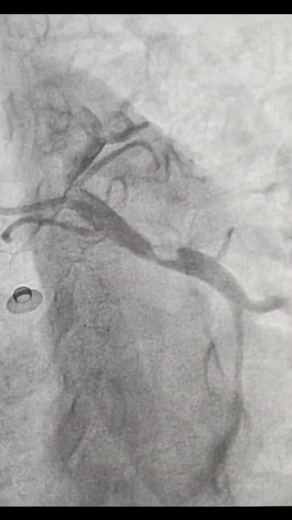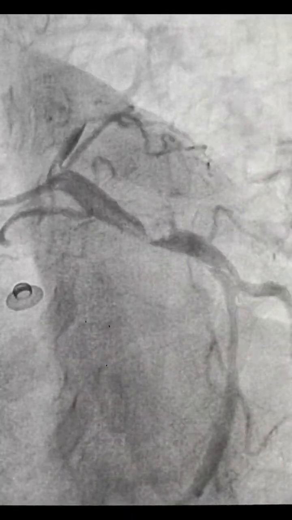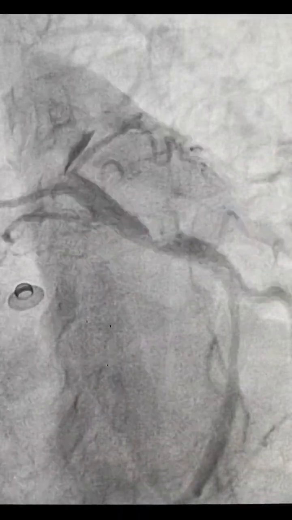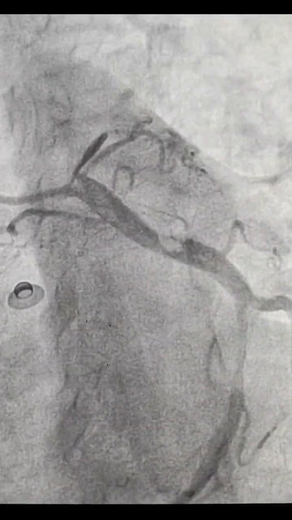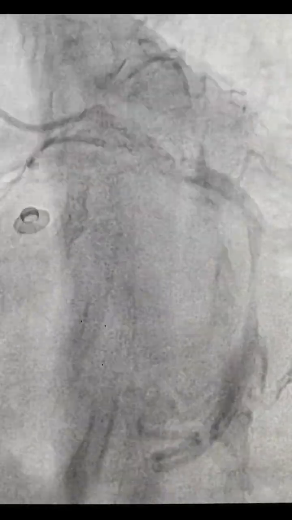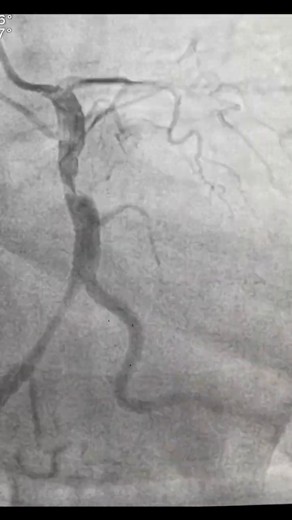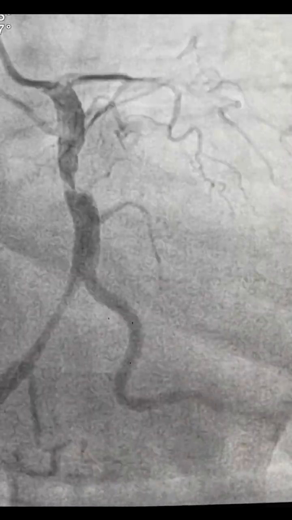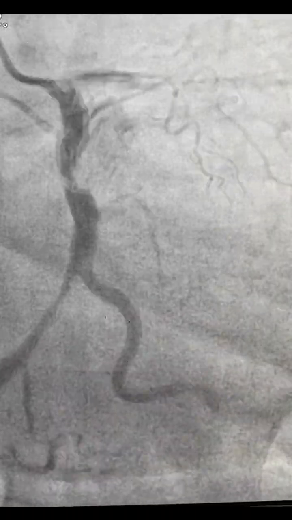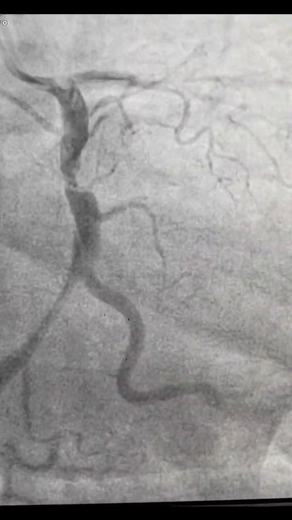You can see how large and ectatic the LCX and LAD were, and you can see the large thrombus burden in the proximal LCX and the significant stenosis in the distal LCX. The LCX was dominant and ectatic. This is a caudal view, and you can appreciate the same thing, the large burden of thrombus in the LCX.